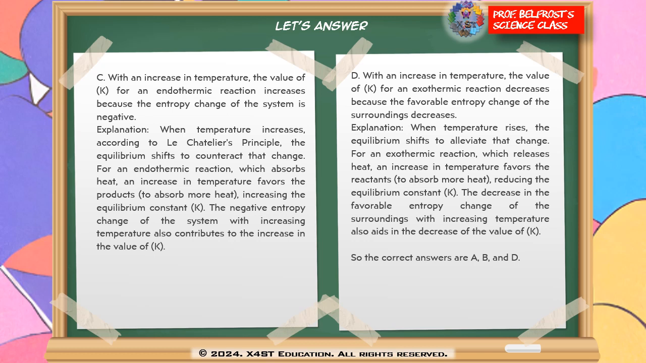Okay, so when temperature rises, the equilibrium shifts to alleviate the change, and for an exothermic reaction, which releases heat, an increase in temperature will favor the reactants and reduce the equilibrium constant K. And a decrease in the favorable entropy change of the surroundings with increasing temperature also will aid in the decrease of the value of the equilibrium constant K. So D is also true. So the correct options are A, B, and D. That's all.